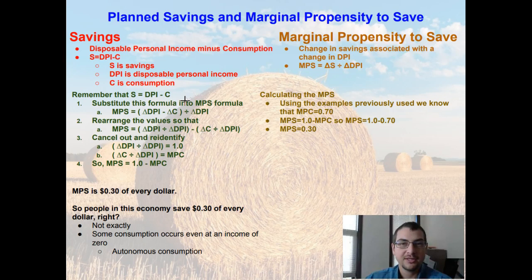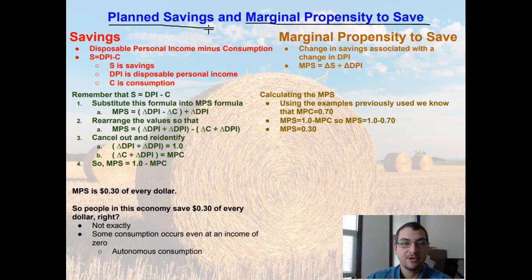So we also said that the marginal propensity to consume in our example in the book is 0.70, which means that once you get past an autonomous consumption level, you're going to be spending approximately 70 cents of every dollar. But what do you do with the rest of it? Well, guess what? You are saving that. So in this video, we're going to talk about planned savings, just like we did with planned consumption, and the marginal propensity to save.